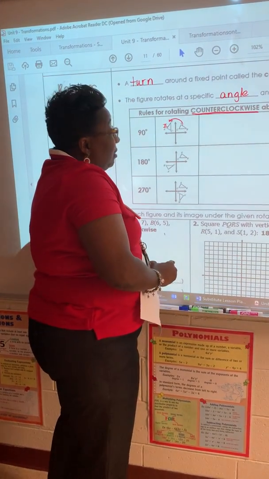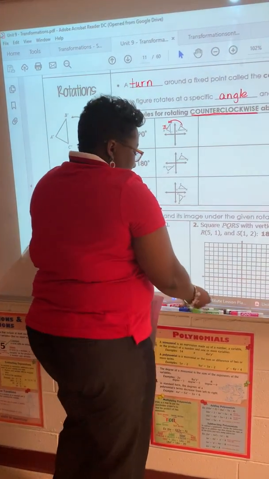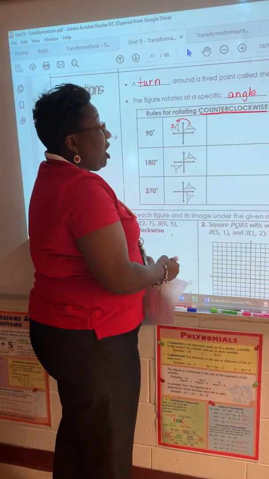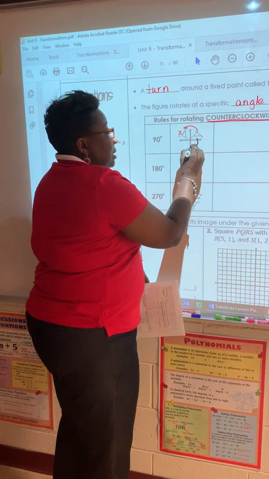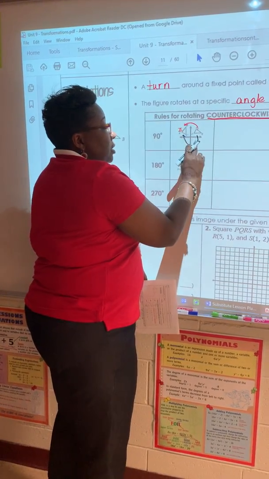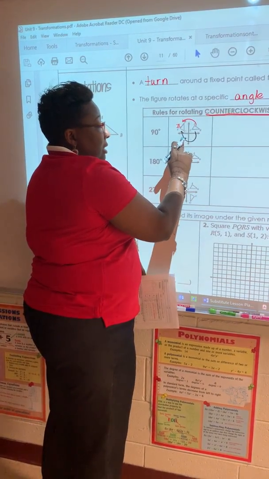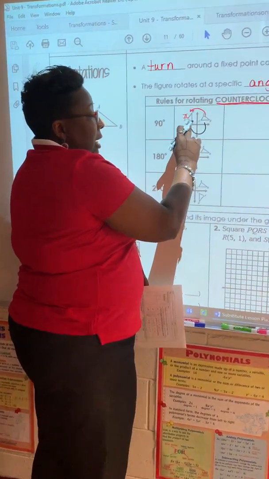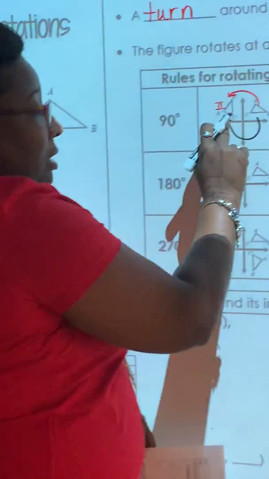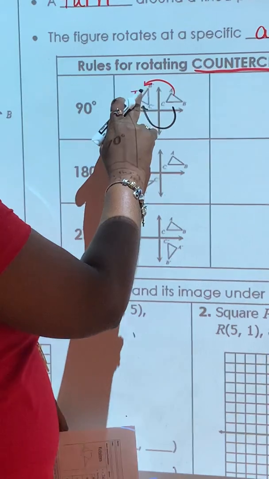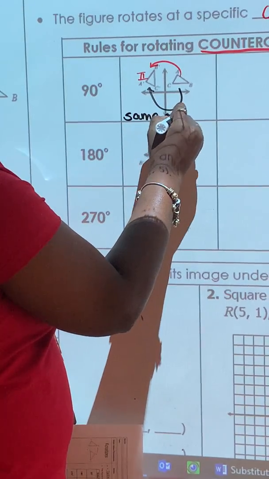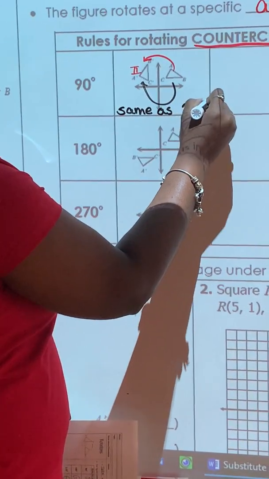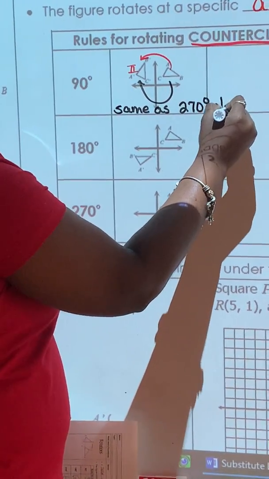So if you think about counterclockwise, then what is it if it's clockwise? So clockwise, this would be 90 degrees. This is another 90 degrees and an additional 90 degrees. So a 90 degree counterclockwise rotation is the same as 270 degrees clockwise.